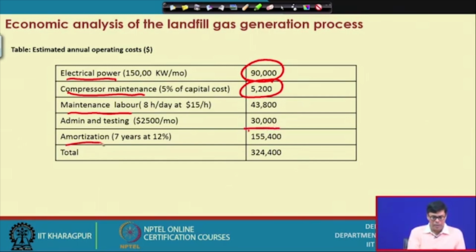The amortization is 7 years at 12% interest. That is coming about $155,400 US dollar. The total operating cost is coming about $324,400 US dollar. So the previous one is the capital cost. This is the operating cost.